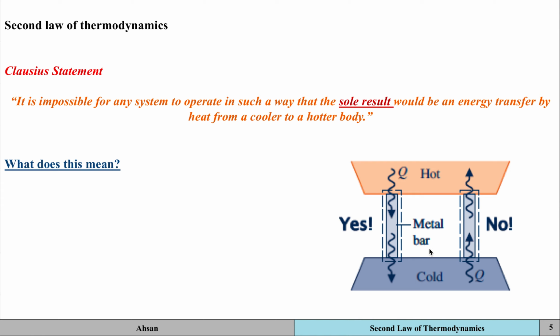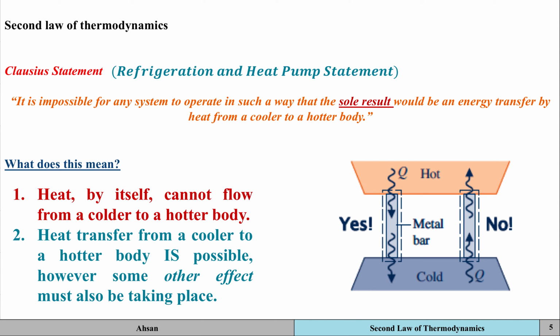Yes, heat transfer can take place from a cooler body to a hotter body, but not spontaneously. That means that there has to be some external effect that should also be taking place, some other effect within the system or the surroundings, or both. That means we could provide some energy in order for us to do some work and extract energy out of the cooler body into a hotter body. Okay, this is what it means: that heat by itself cannot flow from a cooler body to a hotter body.